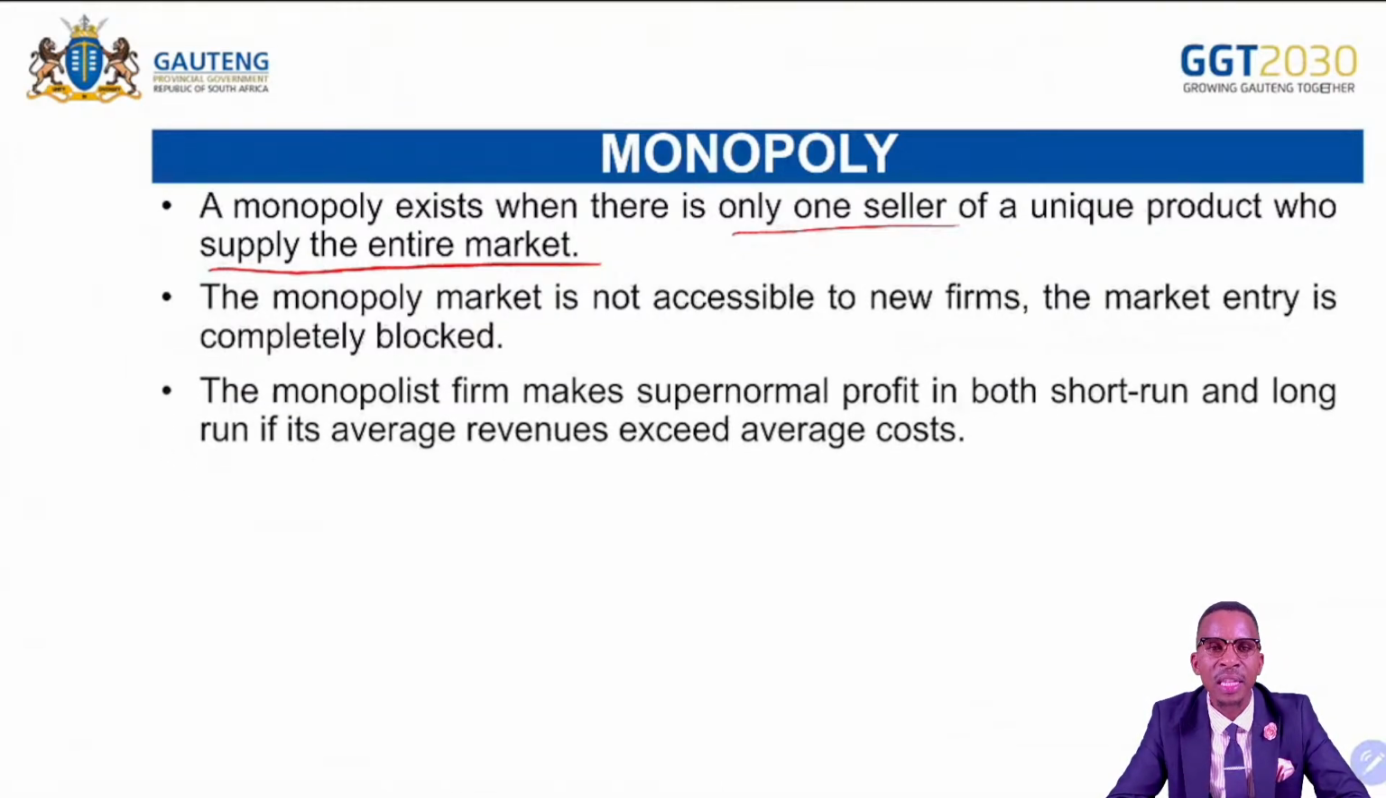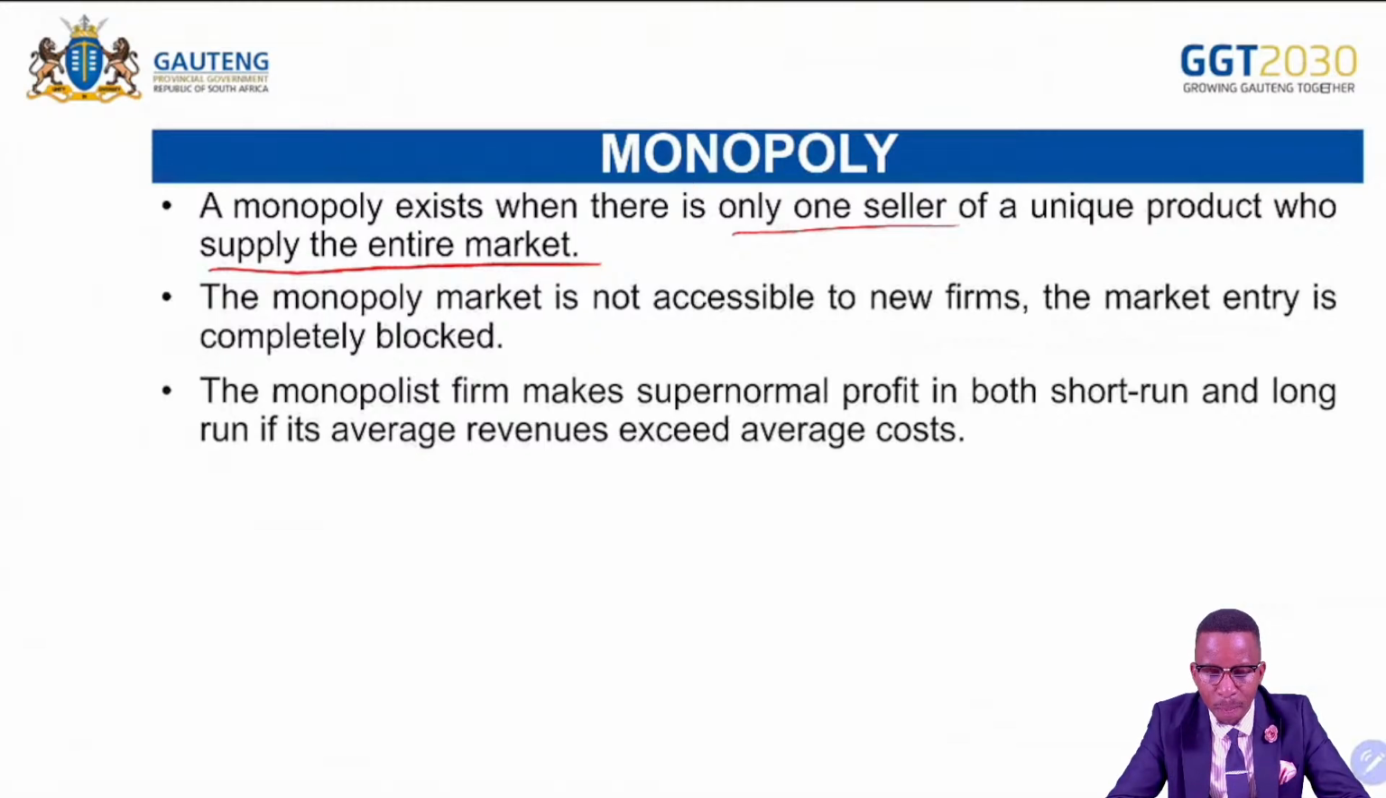That's why we say the market for monopolies is completely blocked. It is not accessible to new firms because of those obstacles that exist within the market. Some of them are natural, some of them are artificial. The natural ones we refer to as economies of scale. Artificial ones are those created through legislation to protect some businesses from competitors.